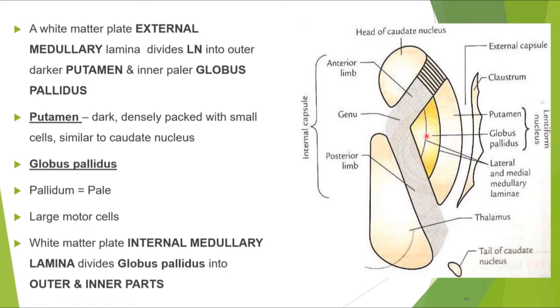The globus pallidus is again subdivided into an outer part and an inner part by means of the internal medullary lamina, or otherwise medial medullary lamina. So in this slide, we've studied the subdivisions of the lentiform nucleus into an outer putamen and an inner globus pallidus.